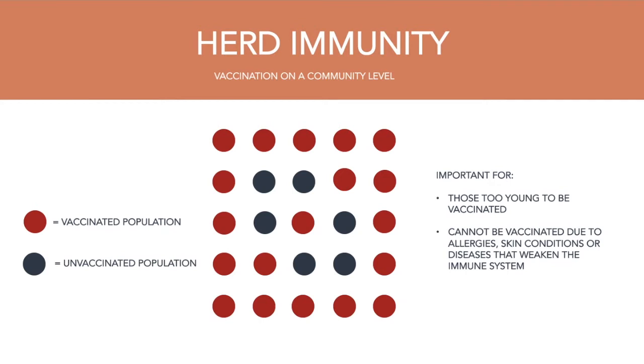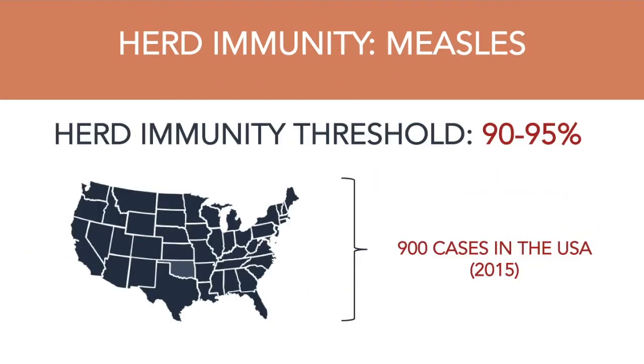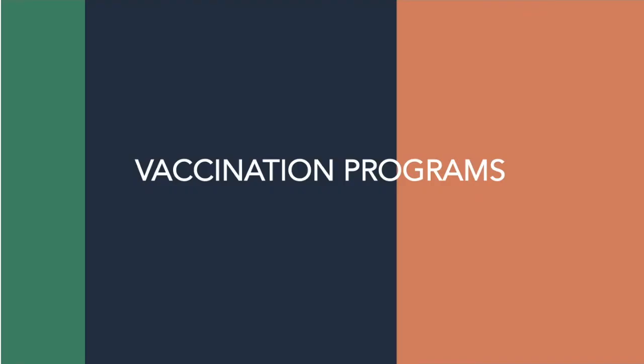Maintaining the herd immunity threshold, which is the percentage of the population that has to be vaccinated, is very important. For example, in 2015, the fear of the mumps rubella vaccine causing autism decreased the 90 to 95% threshold, subsequently leading to the resurgence of 900 measles cases in the United States. Vaccination programs have been recognized as one of the most successful public health programs used to prevent the spread and occurrence of once common diseases.